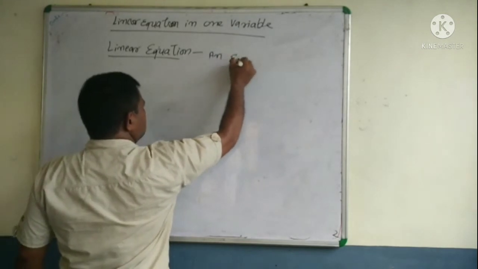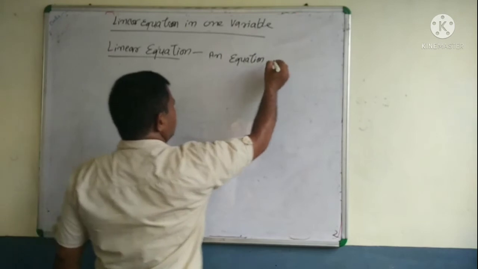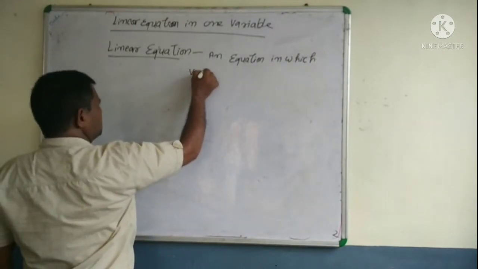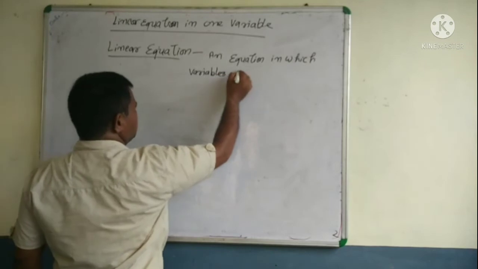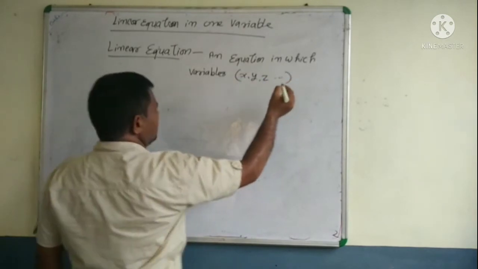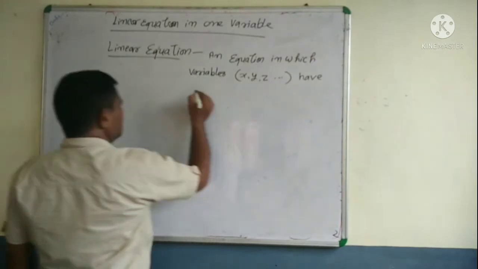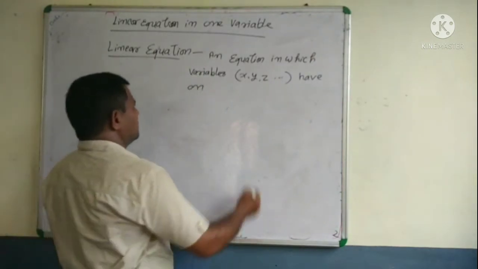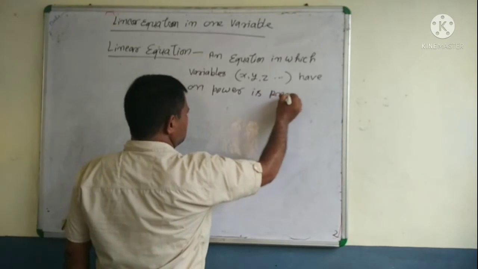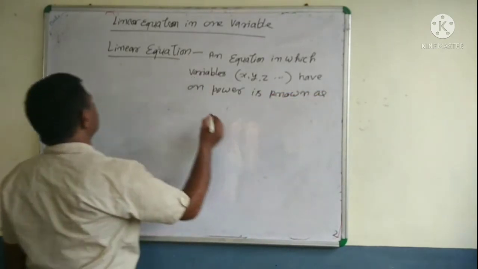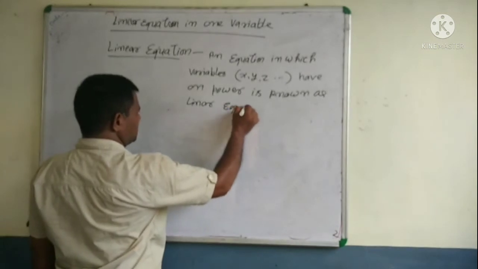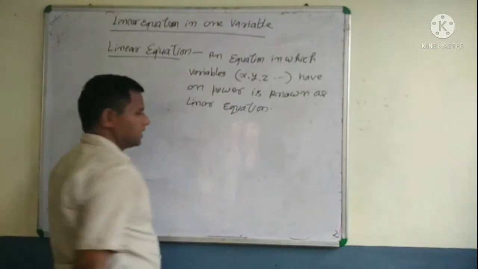An equation in which the variables x, y, z and so on have power one is known as a linear equation. Linear equations.